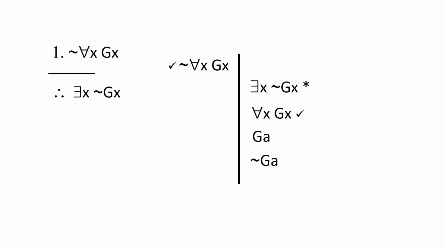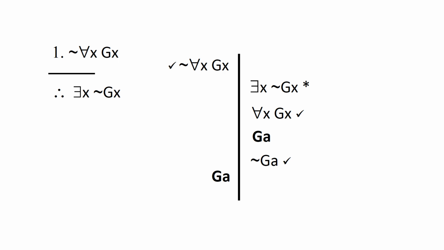Now we have one molecule left to break down, that is false tilde GA. That's a false negation. So of course it's going to use the false negation rule. If tilde whatever is false, then whatever is true. So since tilde GA is false, that means GA is true. Notice we've broken down all the molecules. This is the end of the line.